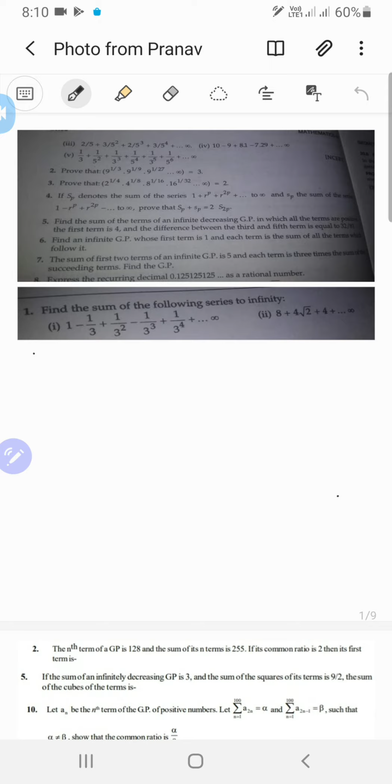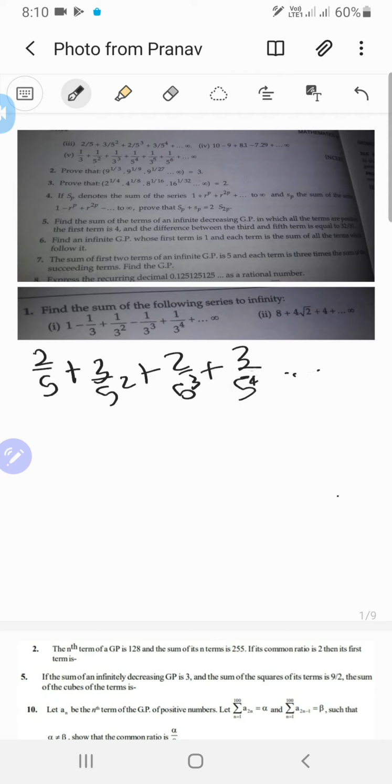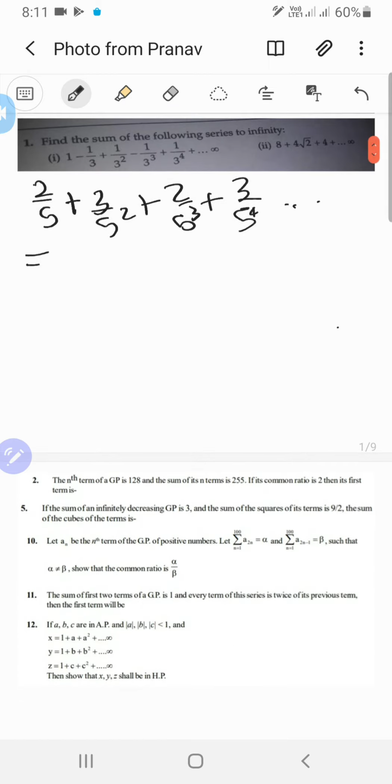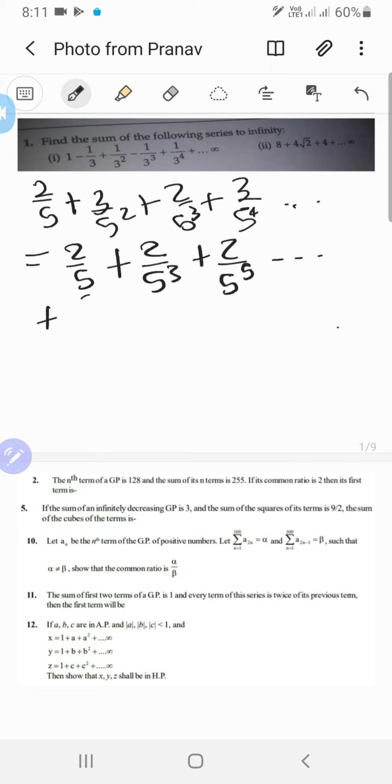Suppose you have this series 2 by 5 plus 3 by 5 squared plus 2 by 5 cubed plus 3 by 5 to the fourth power, and it keeps on going like that. Now this series can be written as 2 by 5 plus 2 by 5 cubed plus 2 by 5 to the fifth power, and it keeps going like that, plus 3 by 5 squared plus 3 by 5 to the fourth power, and it keeps on going like this.